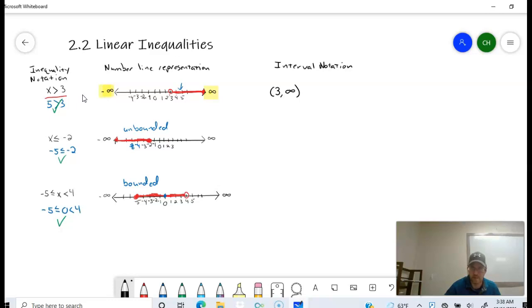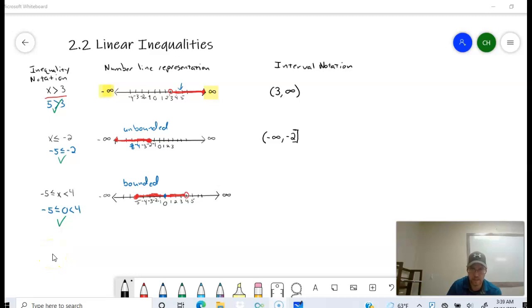On the next one, if x is less than or equal to negative 2, that means that my range goes from negative infinity to negative 2. And this one includes negative 2, so instead of a parenthesis, I'm going to use a bracket. When I look at the inequality notation, I see x is less than or equal to negative 2. When I look at the number line representation, I see the same thing. And when I look at the interval notation, I see that it includes any number from negative infinity all the way up to and including negative 2.